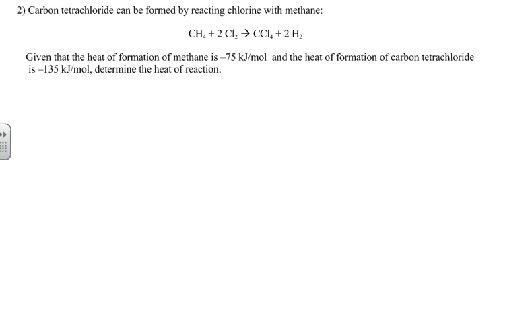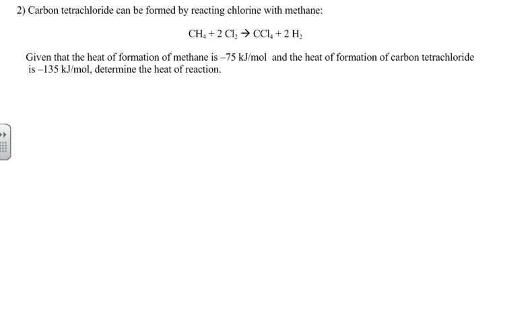We have CH4, that's methane, reacting with 2 moles of chlorine gas to form 1 mole of carbon tetrachloride and 2 moles of hydrogen. Given that the heat of formation of methane is negative 75 kilojoules per mole and the heat of formation of carbon tetrachloride is negative 135 kilojoules per mole, determine the heat of the reaction.